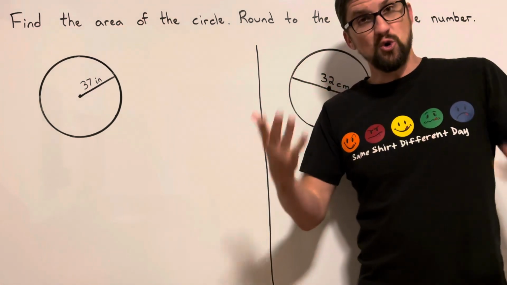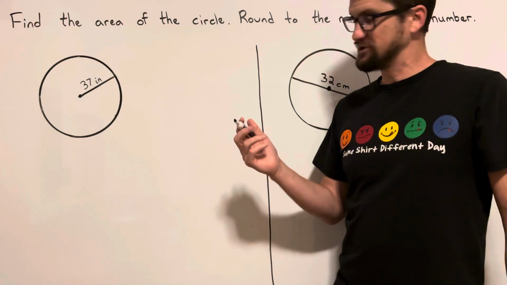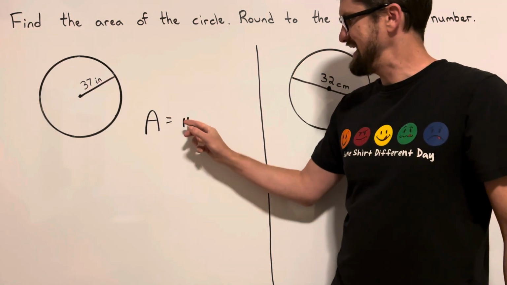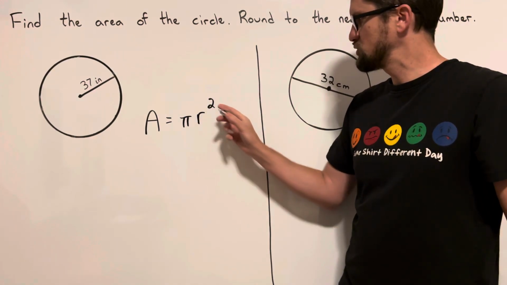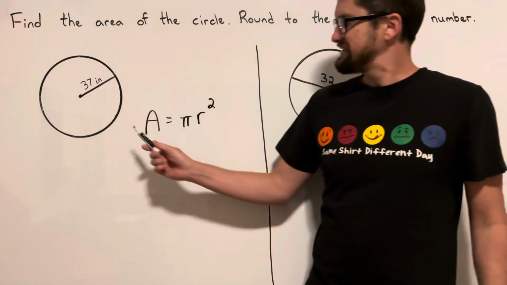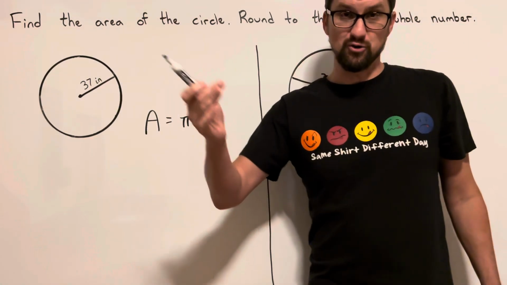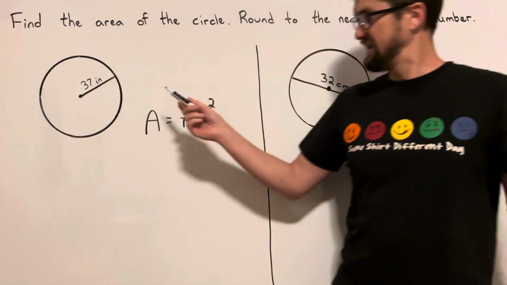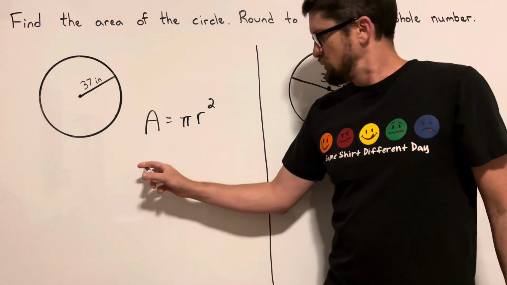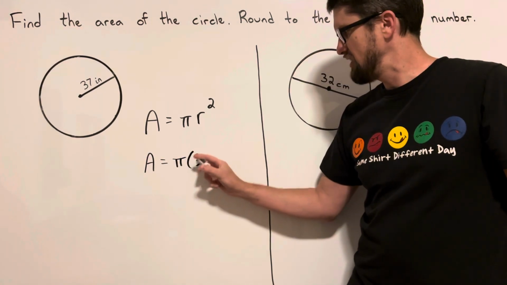You need to know the formula for the area of a circle. It's going to be A equals pi r squared, where r is the radius. The radius is the distance from the center of the circle out to the outer rim of the circle. And in this problem, the radius is given to us. It's 37 inches. So what I'm going to do here is plug in 37 where the r is.